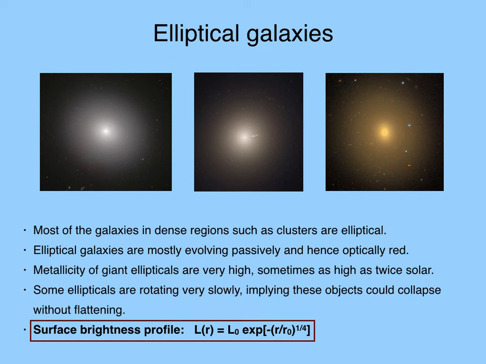For an elliptical galaxy, the surface brightness is given as L equals L naught e to the power minus r by r naught to the power 1 by 4, where L naught is a constant. It is generally of the order of 2 into 10 to the power 5 solar masses per square parsec, but it does have a large range. The range of R, which is also a characteristic radius, is very large. This particular form of the profile is sometimes referred to as the R to the 1 by 4 law.